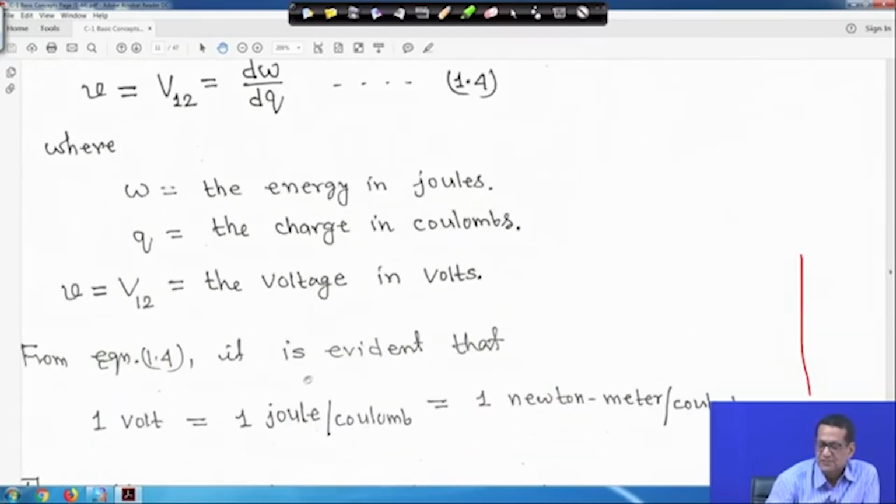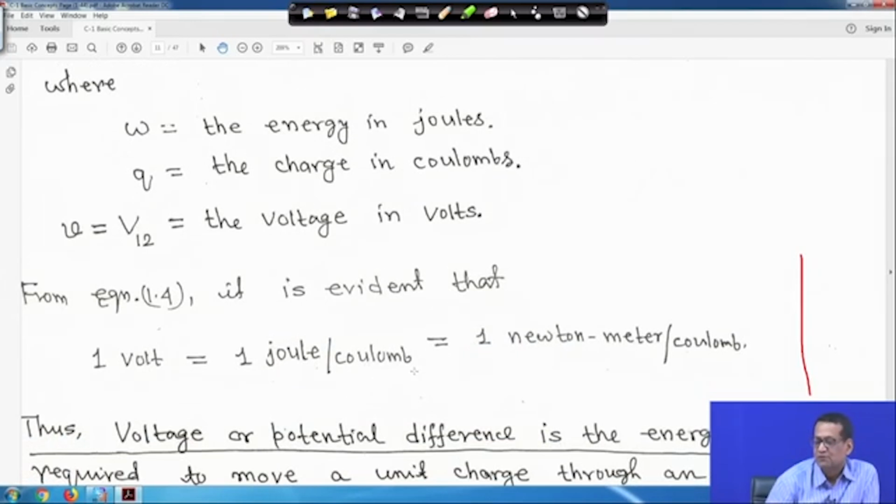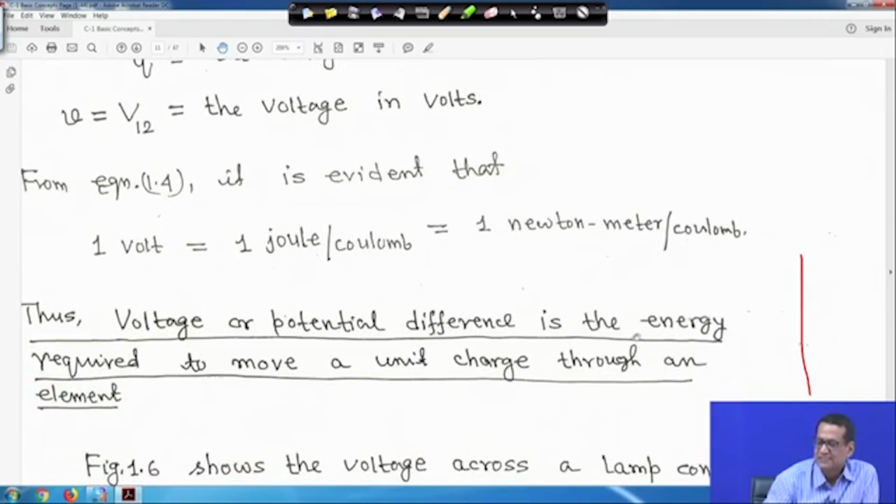Therefore, from equation 1.4 it is evident that 1 volt is equal to 1 joule per coulomb, or 1 joule is equal to 1 Newton meter, so 1 Newton meter per coulomb, but 1 joule per coulomb we generally use. Thus, voltage or potential difference is the energy required to move a unit charge through an element, right. That is why I underline it.